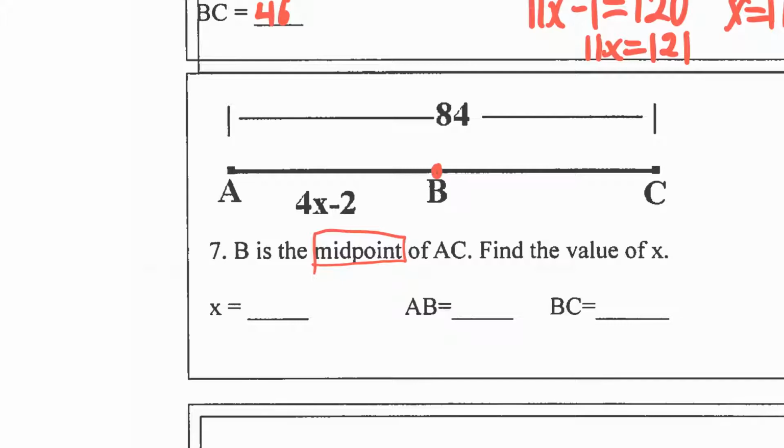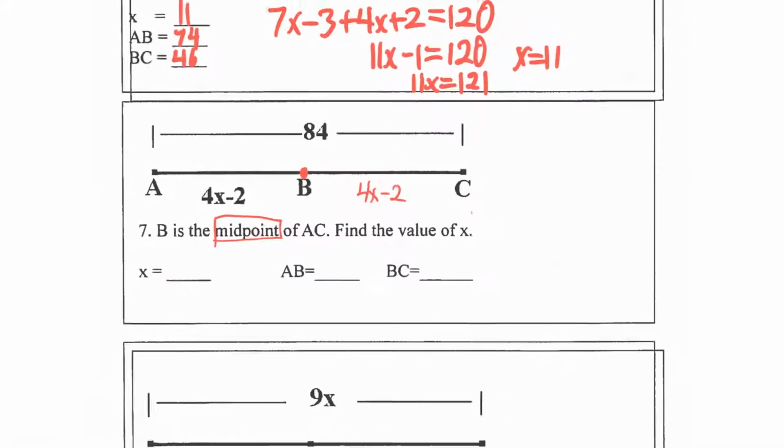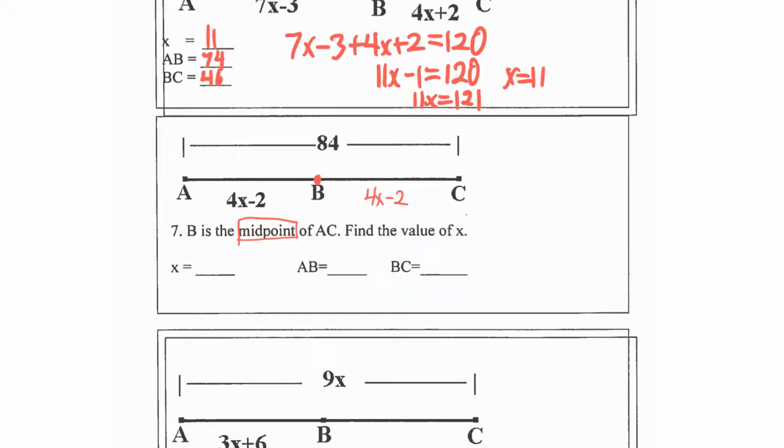Or the other way that we kind of talked about is like this. Okay, if B is the midpoint, I know that this piece and this piece are equal. So if AB is 4x minus 2, how long is BC? It's got to be 4x minus 2. So two ways to look at it. It's going to give you the exact same thing. It's the same idea. It's just splitting it up in a different way. So you get 4x minus 2 plus 4x minus 2 equals 84.